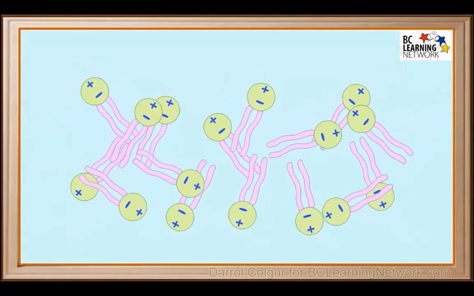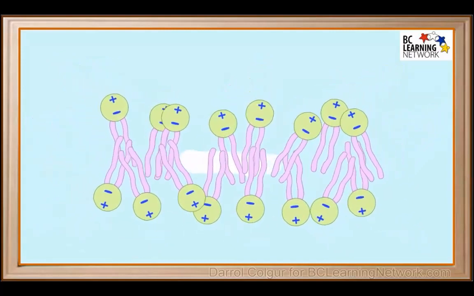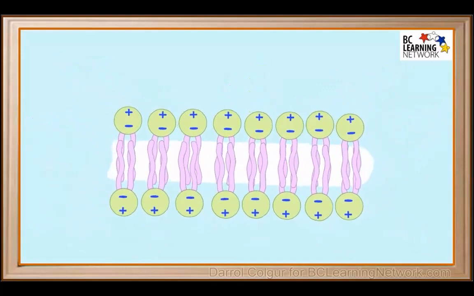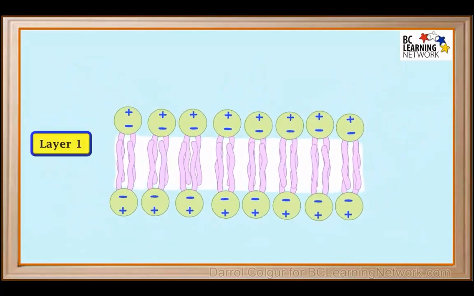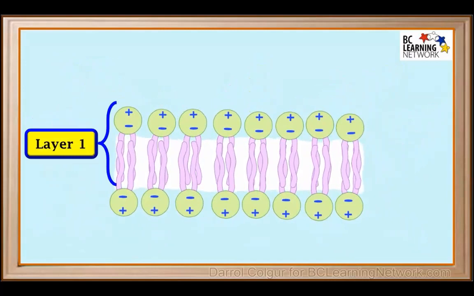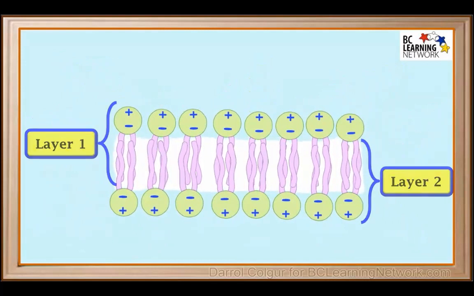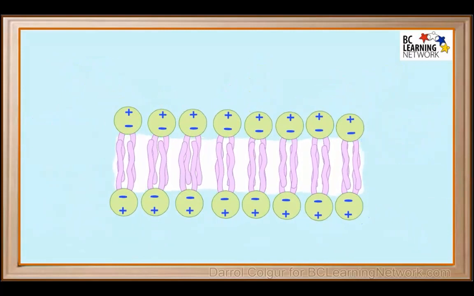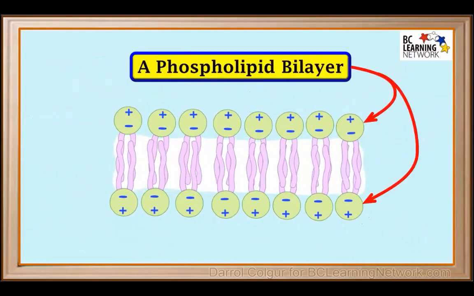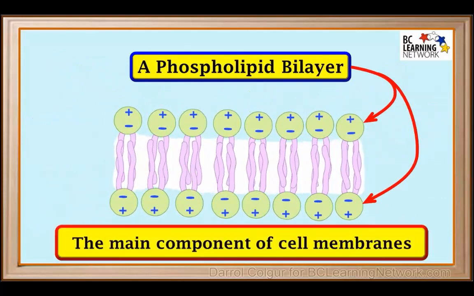Their nonpolar hydrophobic tails tend to repel water. They tend to form two layers, layer 1 on top and layer 2 on the bottom. Because it has two layers joined together, this is called a phospholipid bilayer. As you'll see later in this course, phospholipid bilayers form the main components of cell membranes.